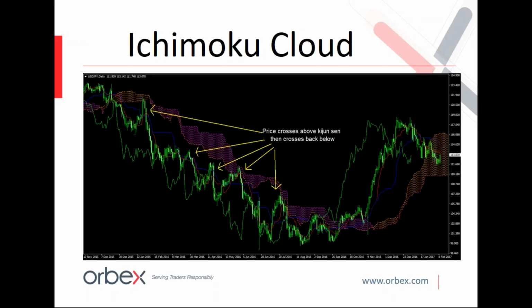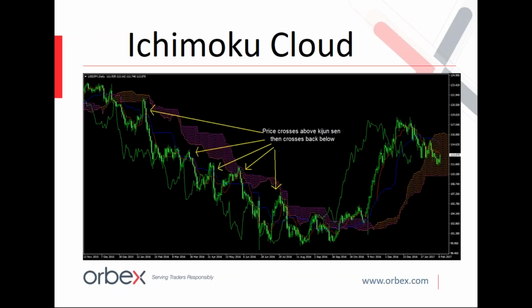Okay, so going back to the indicator then, another fantastic way that we can use this indicator is actually to combine the cloud with the Kijun Sen line and price, okay? So this time, for a long trade, we're looking for price above the cloud, giving us our bullish trend, and then we're looking for a period where price dips down below the Kijun Sen line and then crosses back above it.